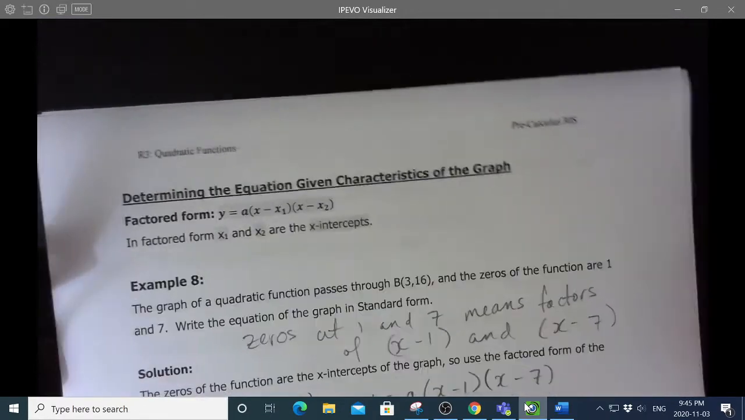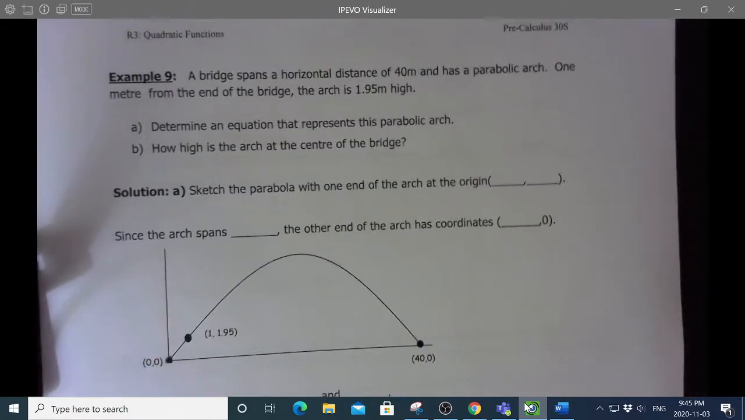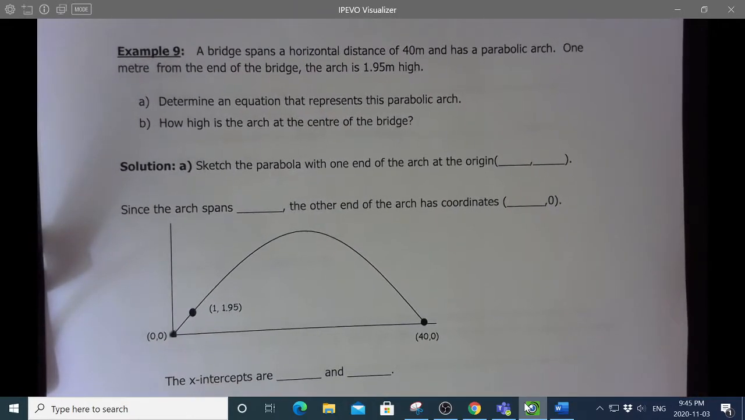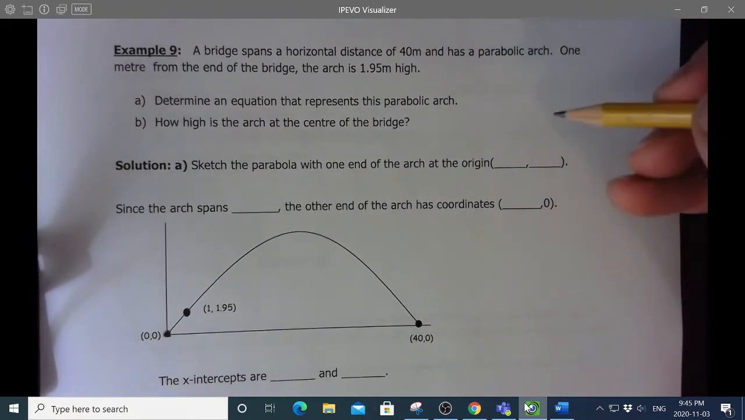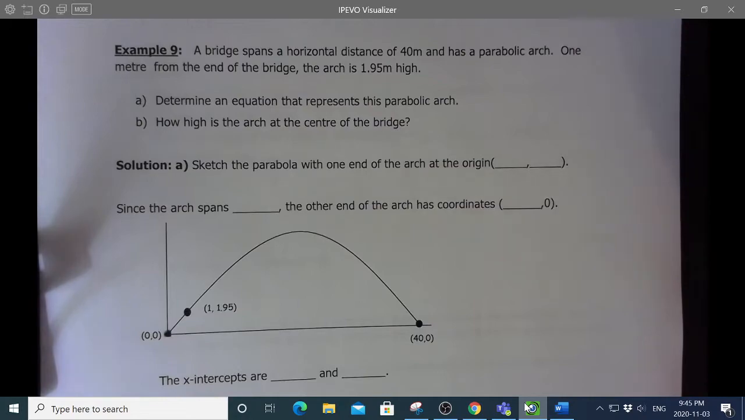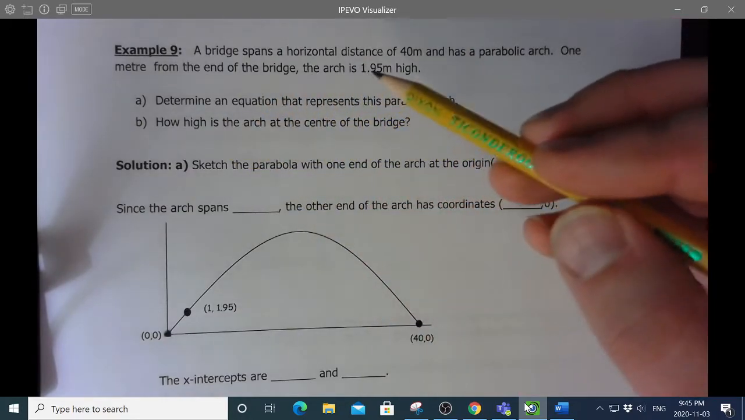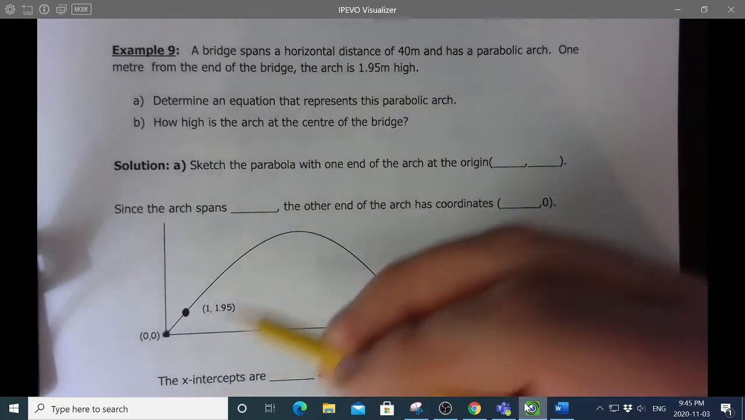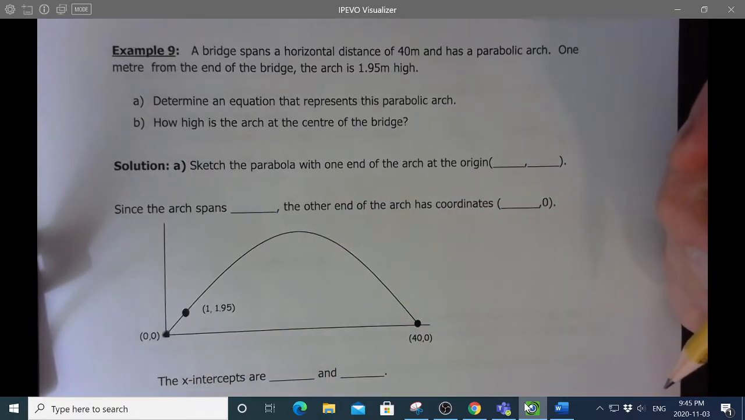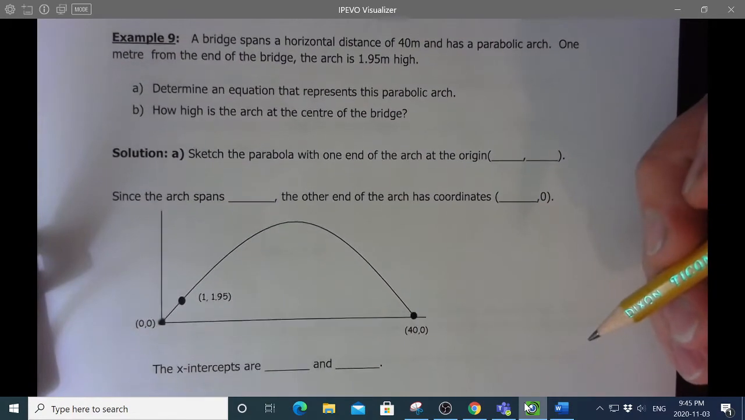That's the factored form. Guess what we got to do now? Yep, word problems. A bridge spans a horizontal distance of 40 meters and it has a parabolic arch. I think that should, yeah, arc, whatever. 1 meter from the end of the bridge, the arch is 1.95 meters high. Determine an equation that represents this parabolic path, and then sketch the parabola with one end of the arch at the origin.